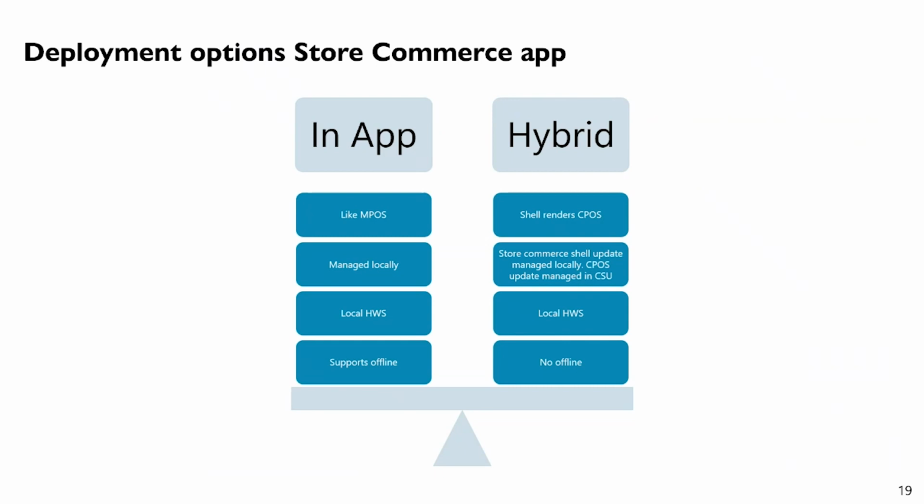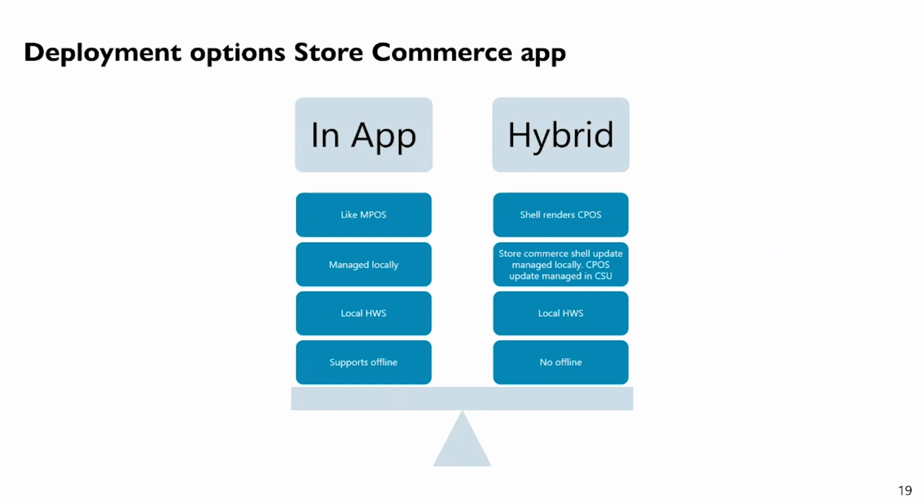Now in the hybrid mode, the Store Commerce is a shell that renders CPOS and connects to the headless commerce and commerce headquarters by using the CSU in online mode. In the hybrid mode, the Store Commerce app content is rendered from CPOS directly and is hosted in CSU. During the app launch, you will see that the Store Commerce app will ask for the CPOS URL instead of the retail server URL in the in-app mode.